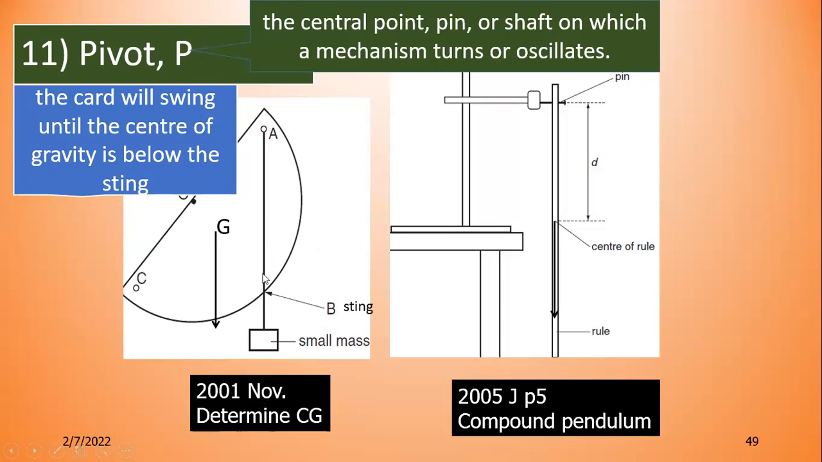201 November. Determine the center of gravity. G is the center of gravity. Right? You displace the card and it will swing until G is below that vertical line. This is a compound pendulum. You can displace the rod towards you or away from you, and then it will start swinging. We call it a compound pendulum because it's the swinging of a body. And this is a pivot, the pin, right? It swings about that point there. That's the pin there.